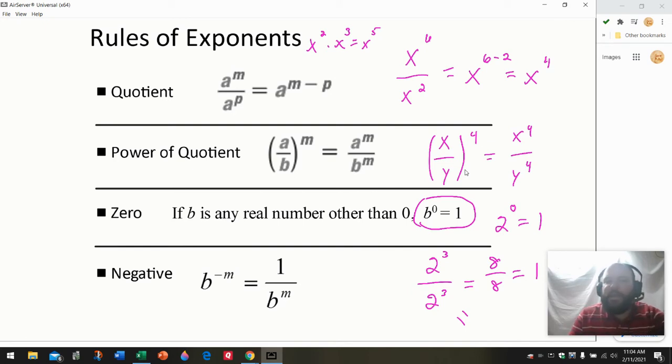But here's another thing. If you look up here at the quotient rule that we have for exponents, it says that if you have the same base, you can subtract their powers, which we have the same base here. So this would actually turn into 2.